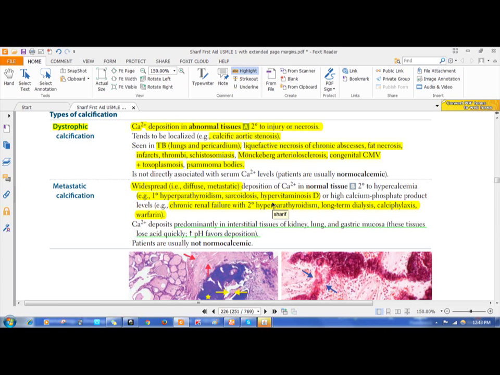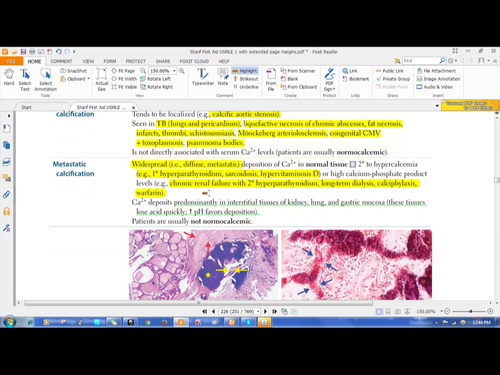And another common cause is long-term dialysis. And long-term dialysis can also lead to high calcium phosphate level in the serum, and calciphylaxis or feeding therapy also can lead to high calcium phosphate product levels, leading to metastatic calcification. And the common regions where the calcium deposits are the interstitial tissues of kidney, which is also known as nephrocalcinosis, in the lungs, because lung tissues are soft, gastric mucosa, and those are loose tissue. Those tissues lose acid quickly, and high pH level actually favors the deposition of the calcium.